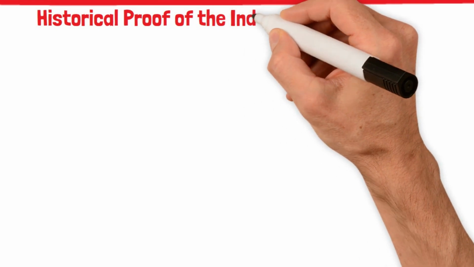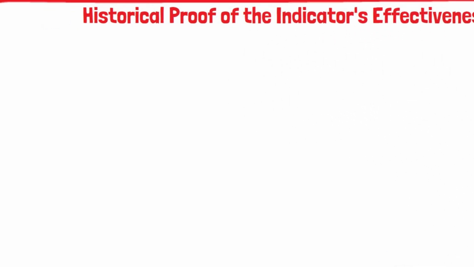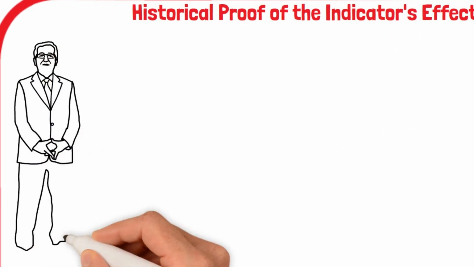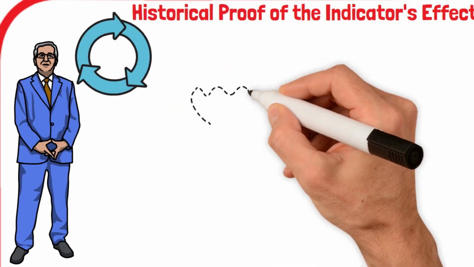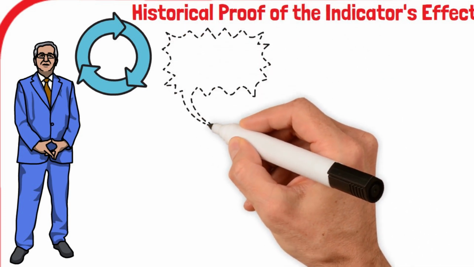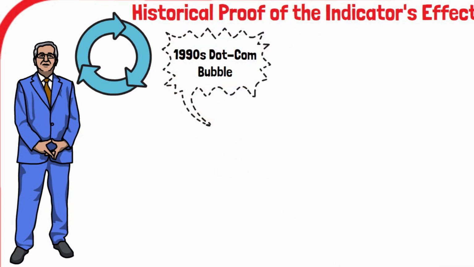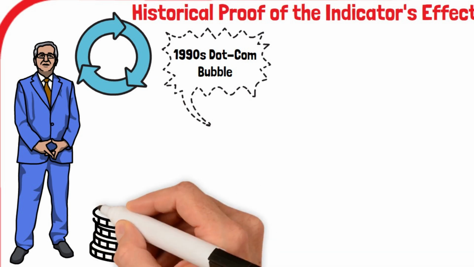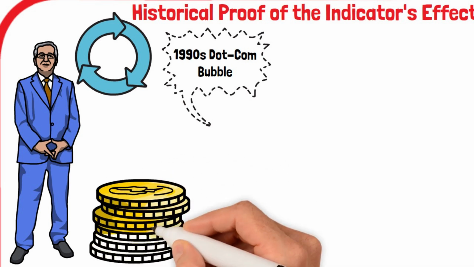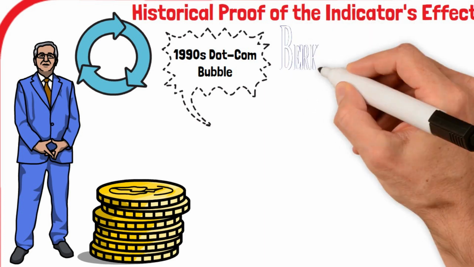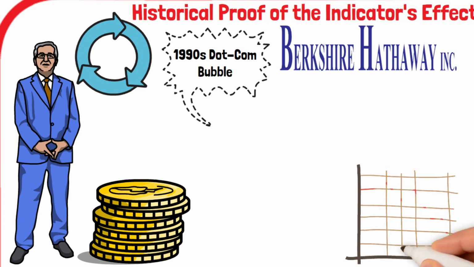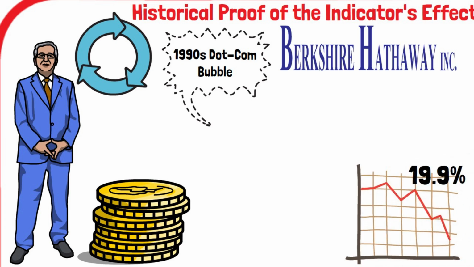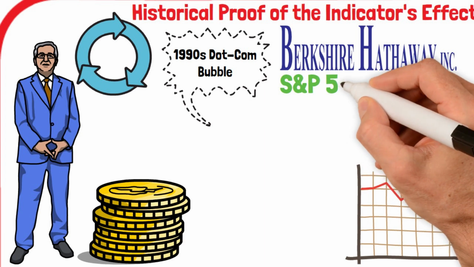Historical proof of the indicator's effectiveness. Warren Buffett's investment advice about market valuation has proven remarkably effective through multiple market cycles. Let's examine the historical proof. During the late 1990s dot-com bubble, while technology stocks soared to unsustainable valuations, Buffett largely avoided tech stocks, sticking to his circle of competence. This decision initially cost Berkshire. The company actually underperformed in 1999, declining 19.9%, while the S&P 500 rose 21%.